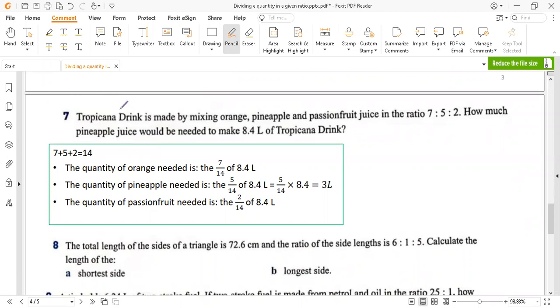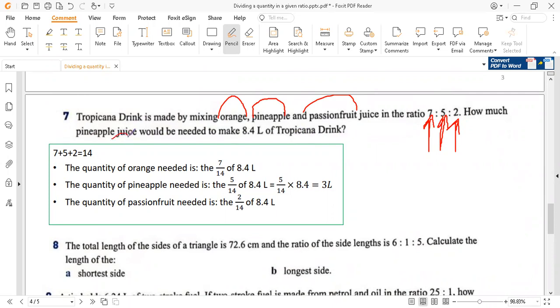Moving on to another idea. A Tropicana drink is made by mixing orange, pineapple and passion fruit in the ratio 7 parts orange to 5 parts pineapple to 2 parts passion fruit. How much pineapple juice would be needed to make 8.4 liters of Tropicana?